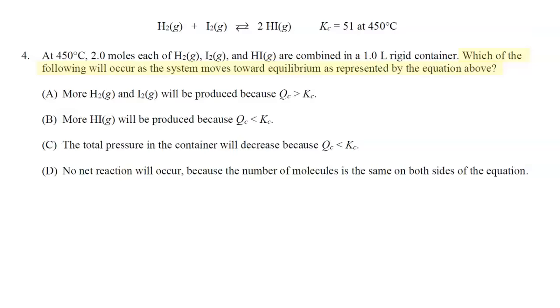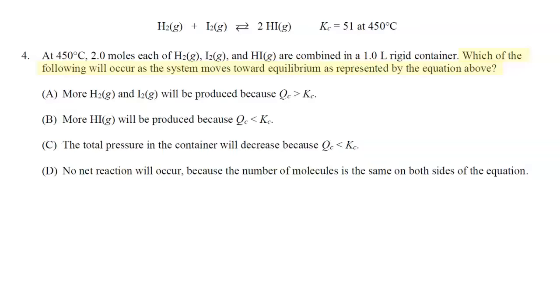So the strategy for answering question 4 is very similar to the strategy that was used to answer question 3 in this packet. We need to compare the value of the reaction quotient Q with the value of the equilibrium constant K. So let's set up the expression for the reaction quotient Q.